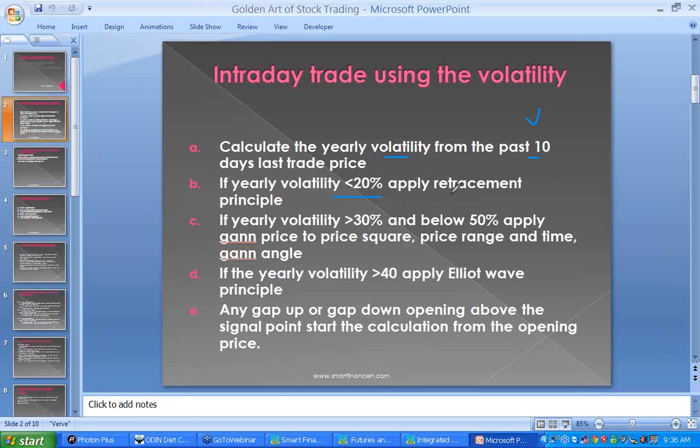If it is less than 20%, we will apply the Fibonacci retracement principle. If it is greater than 30%, below 50%, we can apply Gann price to price square, any of the Gann principles. Greater than 40, Elliott principle. Any gap up or gap down happens, we will start the calculations from the opening price. First we will judge the pricing from the previous day closing, but if there is a gap up or gap down beyond our estimation point, we will change it to the opening price. This is how we used to trade as per the volatility method.